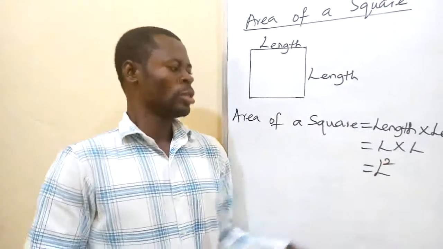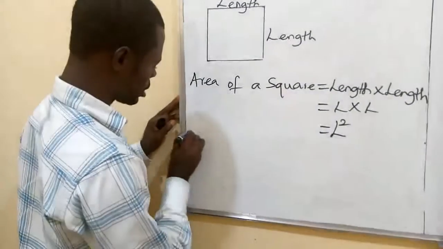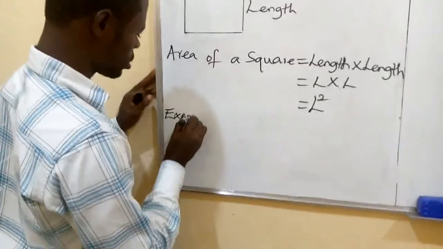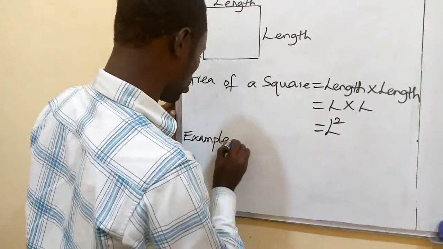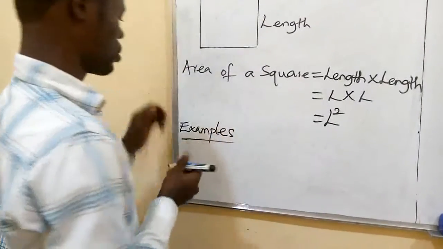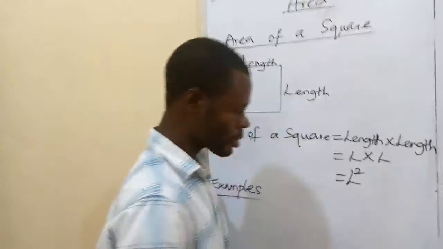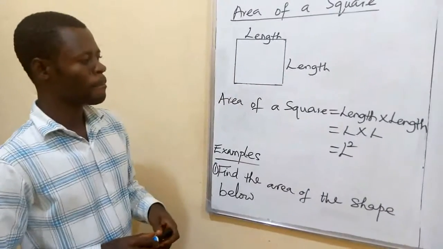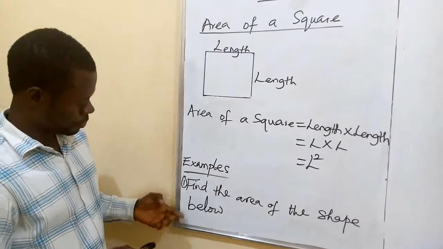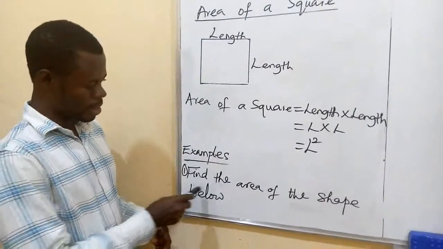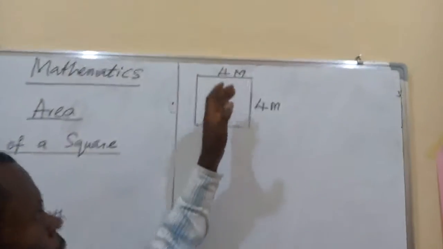Alright? So okay, we are going to proceed to looking at some examples on the area of a square. Alright, we are going to look at example 1 here. And the question here is, find the area of the shape below.